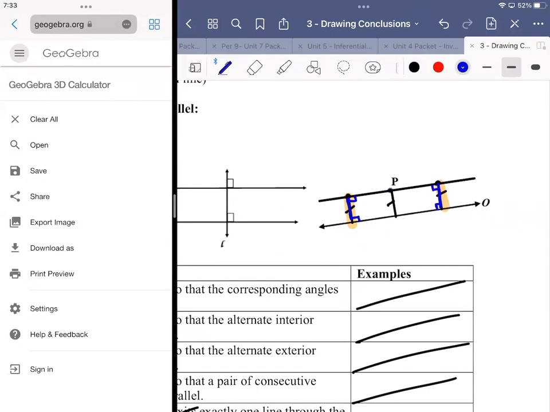We can actually construct parallel lines based off of just knowledge of geometry tools. Oh, the phone rings sometimes. I don't know why. Hold on a sec. Oh boy. Oh, somebody got it. Good. I mean, somebody answered it and hung up immediately.